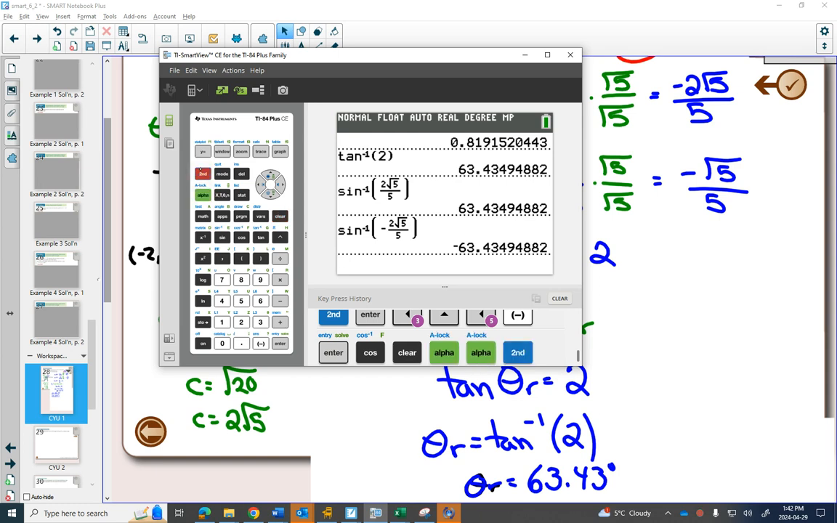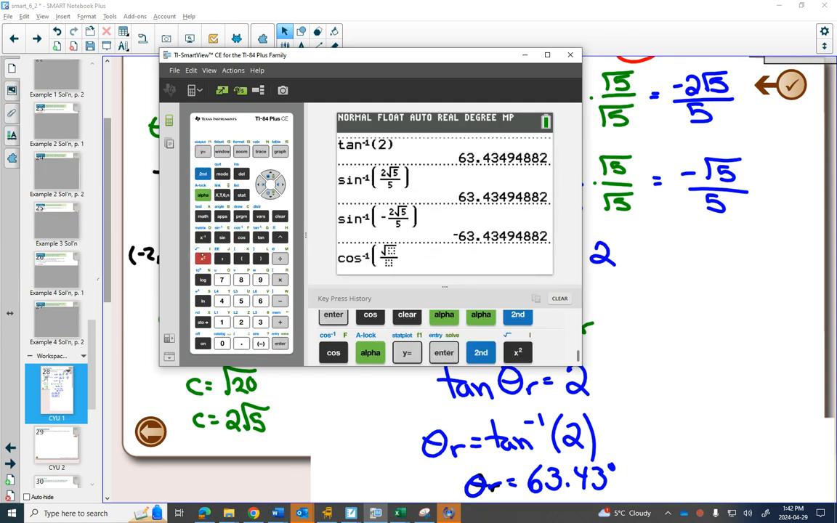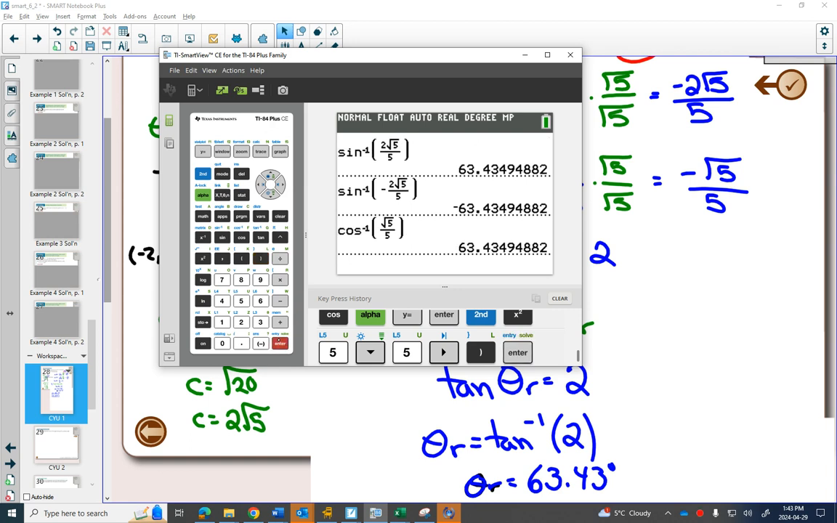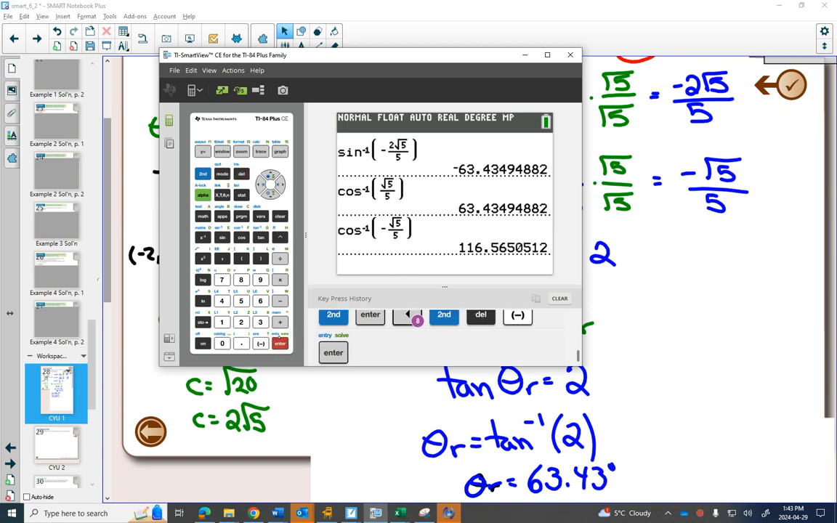Okay, first of all, I'll do it right. So if I am solving cos inverse of square root of 5 over 5, I should get exactly the same reference angle that I did with sine and tangent. And I do, I get 63.434. But what happens if I accidentally included a negative? I get 116 degrees, something completely different.